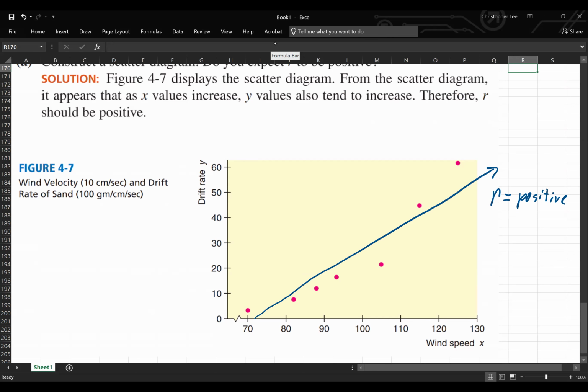But you ask a really good question though. How positive is it? How strong is it? We have an actual formula that we can figure it out with. That's the R formula. So let's begin with that.